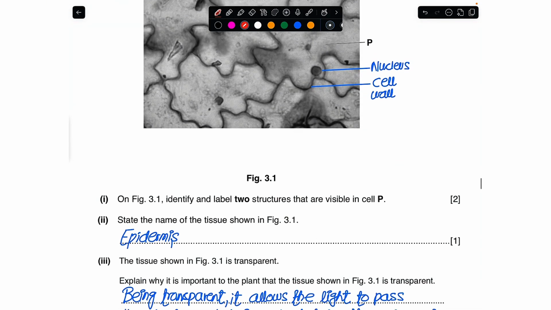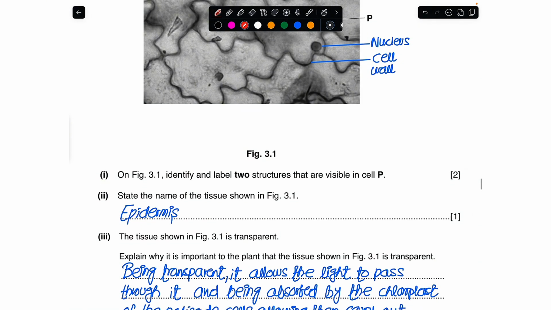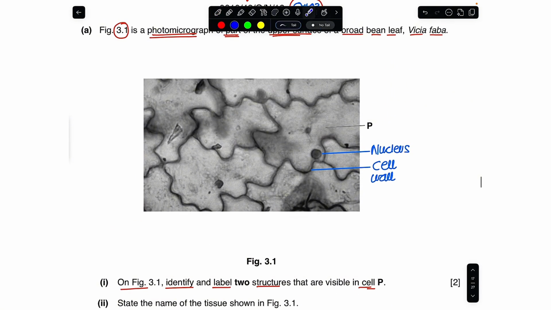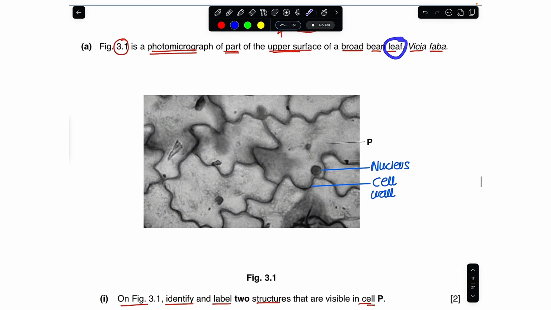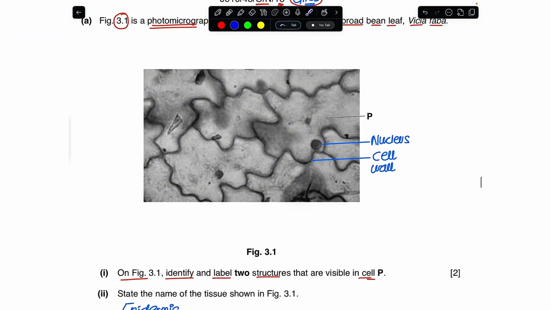Okay. Now, if we come to the question, they say on figure 3.1, identify and label two structures that are visible in cell P. Now, since this is coming from the leaf, it is very evident that we see this kind of distinct boundary. You can either call this the cell wall or the cell membrane, the examiner would accept it. And here you see this darker region, and this is the nucleus. So I'm labeling this as a nucleus and I'm labeling this as a cell wall. If you label it as a cell membrane, it would make no difference.